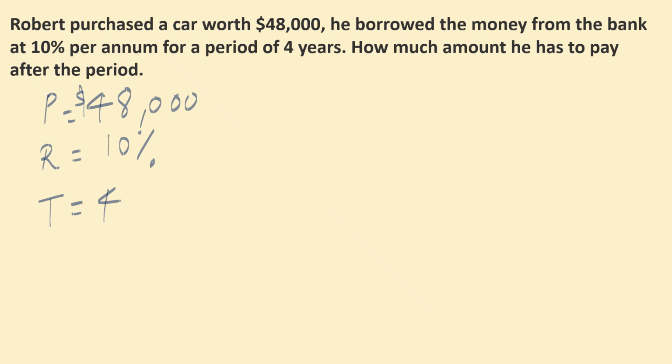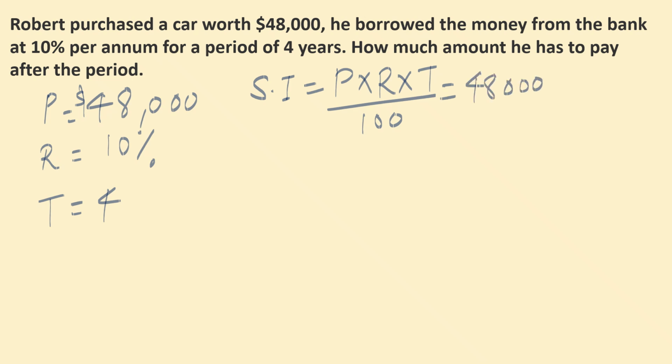Then the time period T is 4 years. Now I have to find the total amount, but first I have to find the simple interest. Simple interest is P into R into T divided by 100. My P is 48,000, multiplied by R which is 10, I will not write 10 divided by 100 because 100 is already there, multiplied by T which is 4, divided by 100.